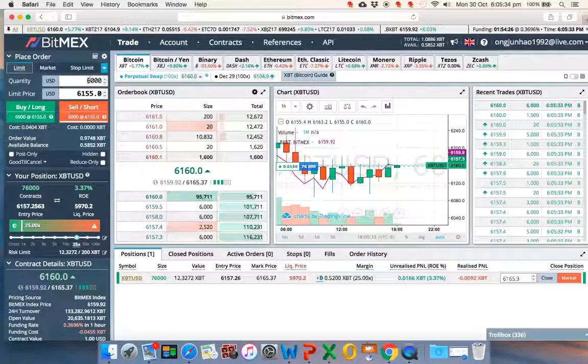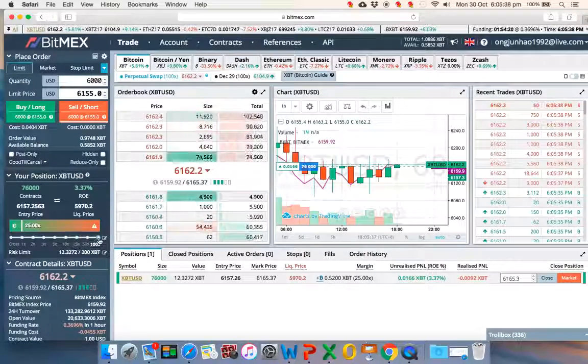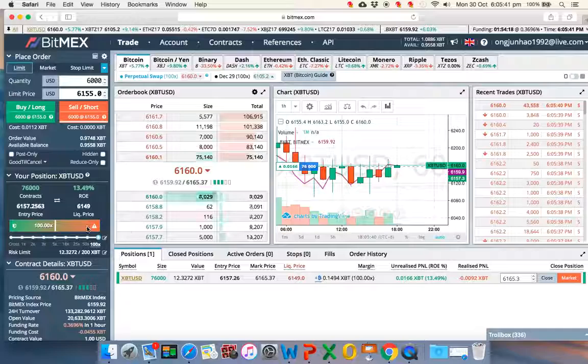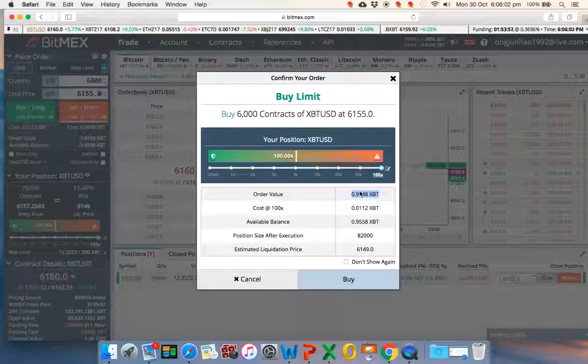And so assuming I want to buy one Bitcoin, if I don't have enough money, I'll do 100 times leverage. So I'll buy. This is XBT, which refers to Bitcoin. If you look at it, I have almost one Bitcoin in hand. If this Bitcoin increases by $100, I'll earn $100. But if it drops by $100, I'll also lose $100. And the cost to me is only 0.01 Bitcoin. So it's quite cool, right?